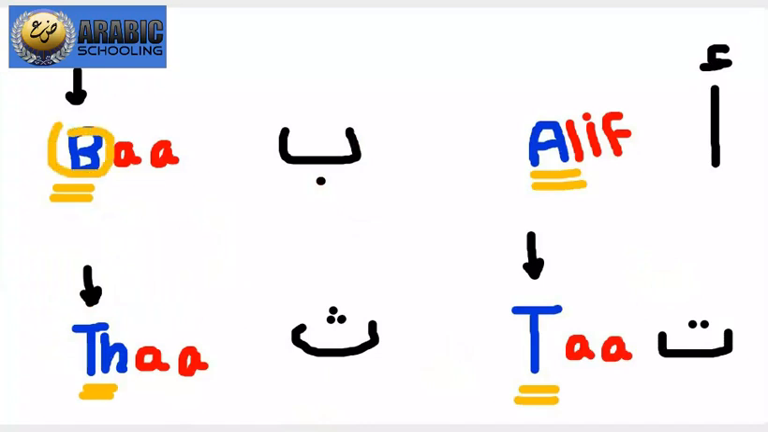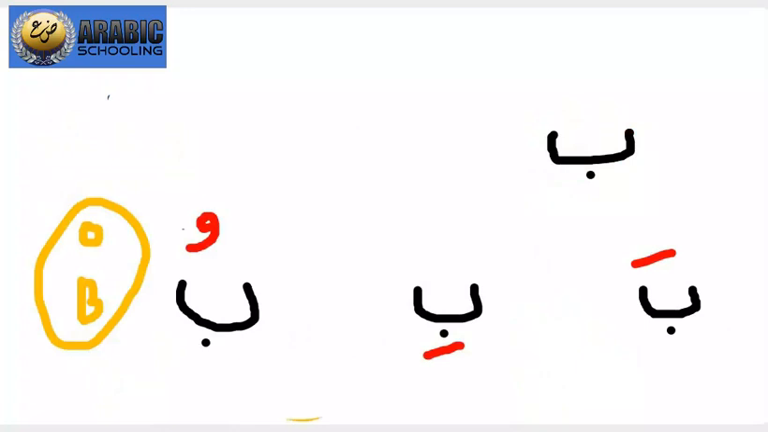And we use it with the short vowels there. Ba, bi, bu. Now, let's do the same for the Ta letter and the Tha letter. This is the Ta letter, and with A, it will be Ta.